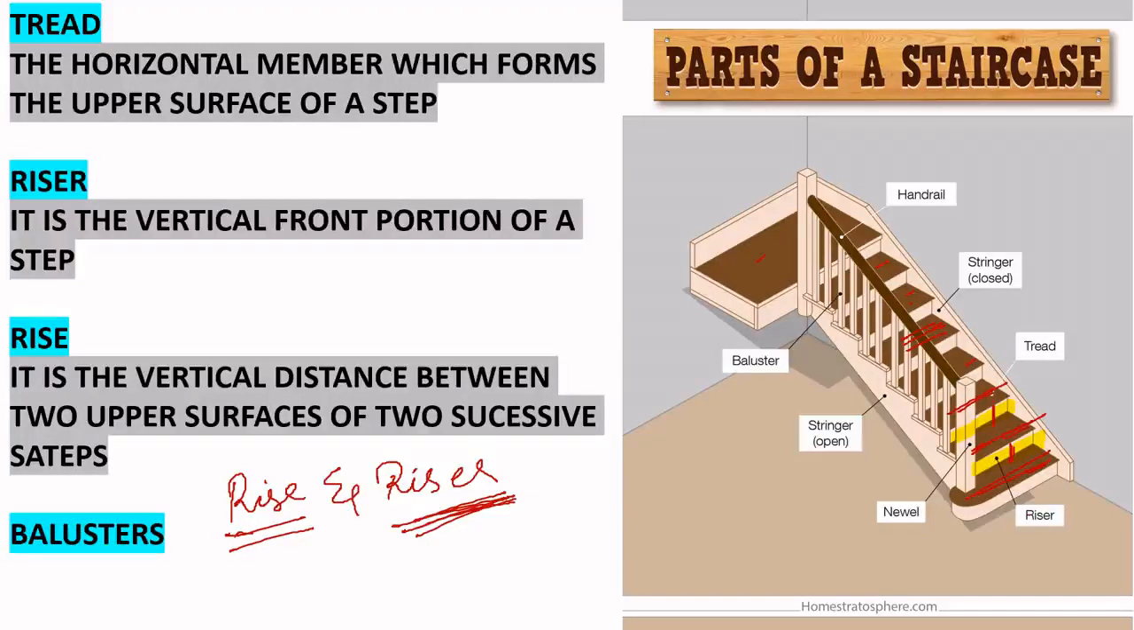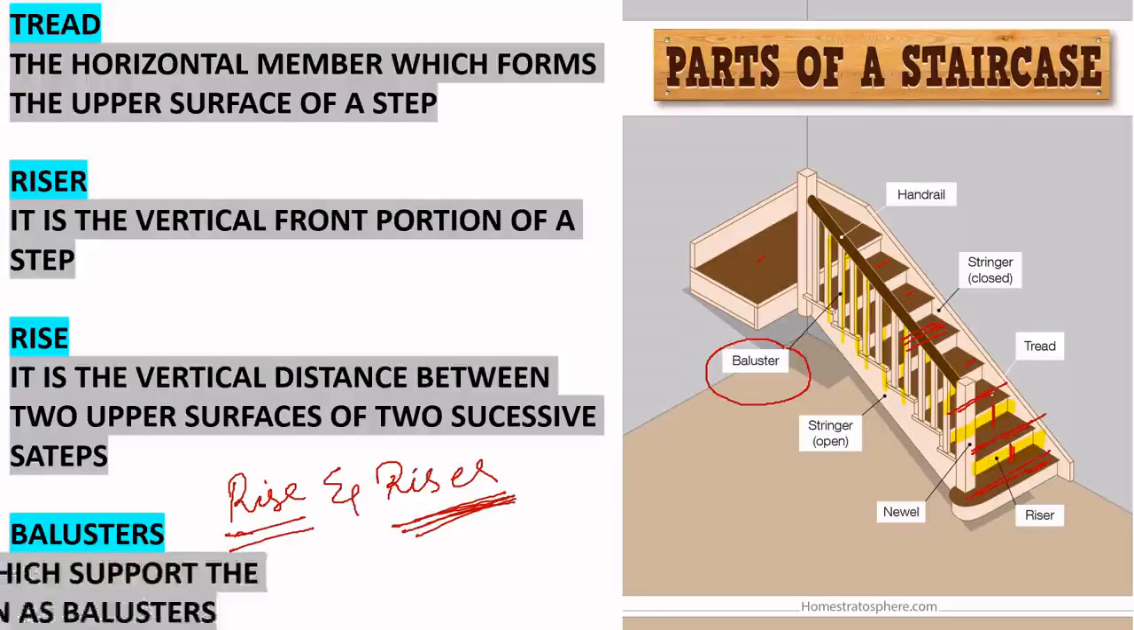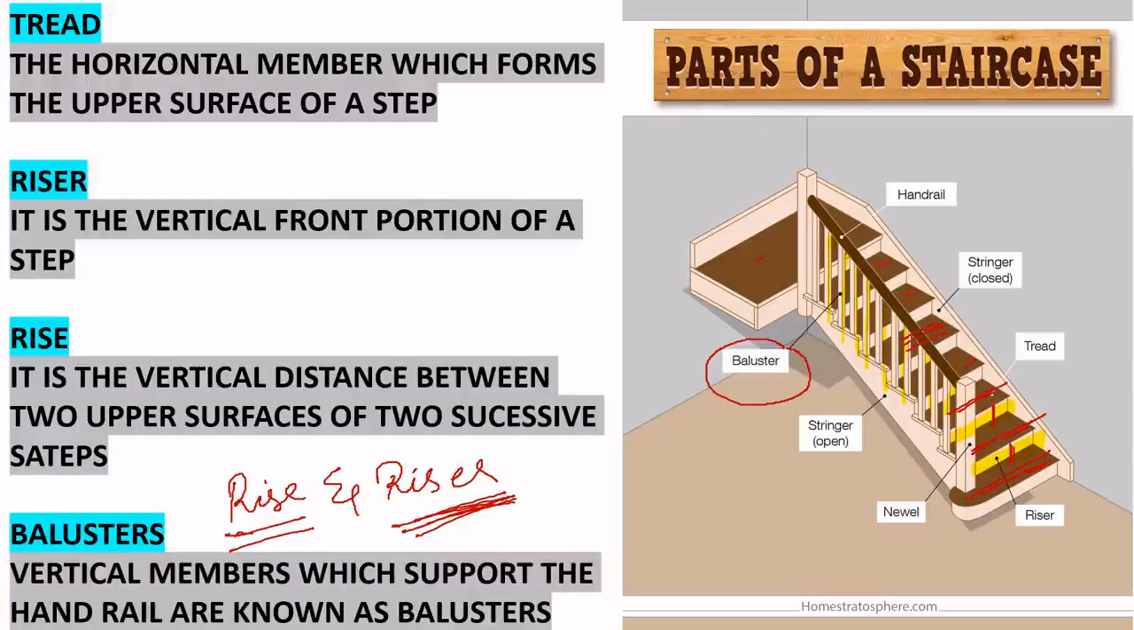Next is balusters. You can see here these vertical members. These vertical members are called balusters. So, vertical members which support the handrail are known as balusters.